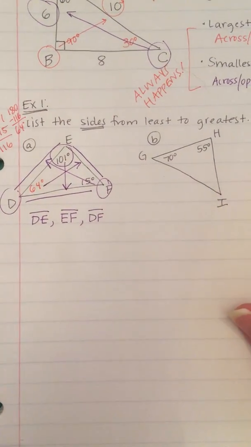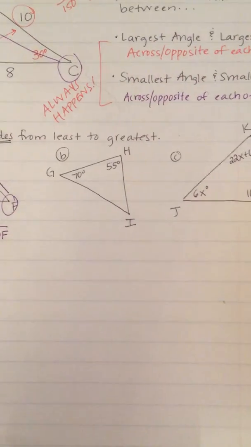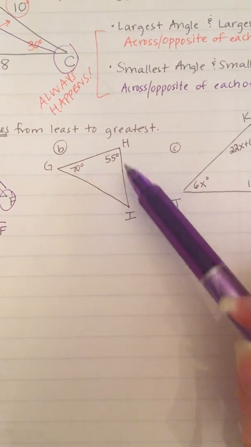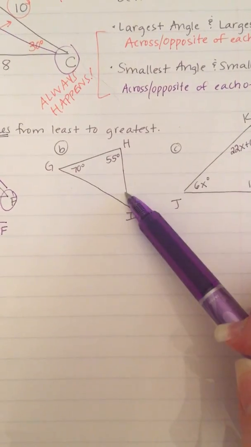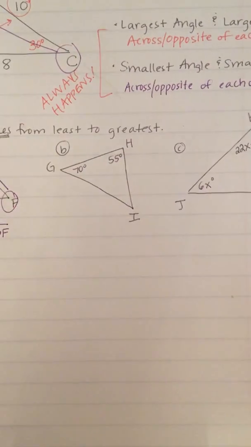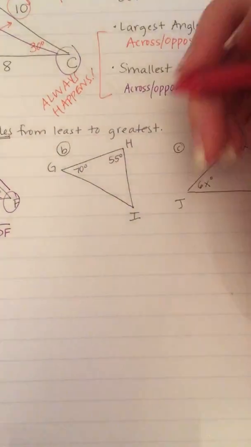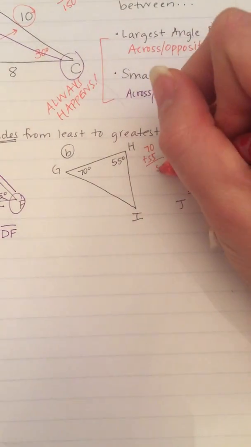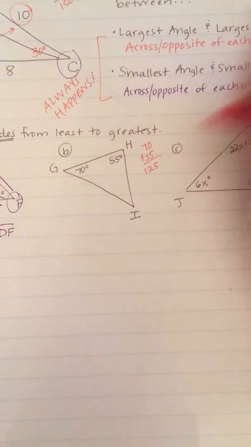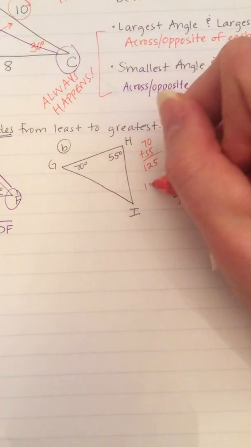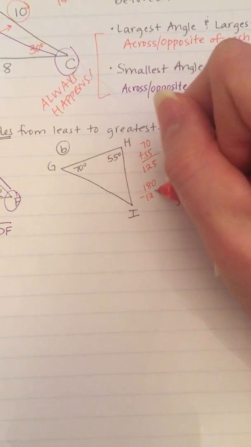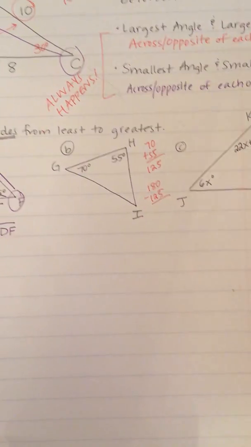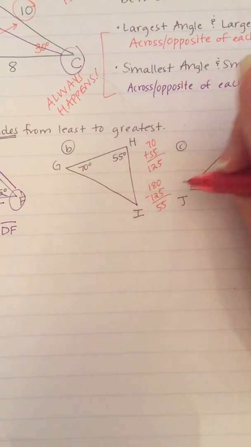All right, let's do the same thing for part B. So I have 2 angles. I don't know angle I. I need to figure it out first. This way I know which one's the biggest, which one's the smallest, and which one's in the middle. So let's add 70 and 55, which gives you 125. We're going to subtract that from 180, and this will end up giving you 55.